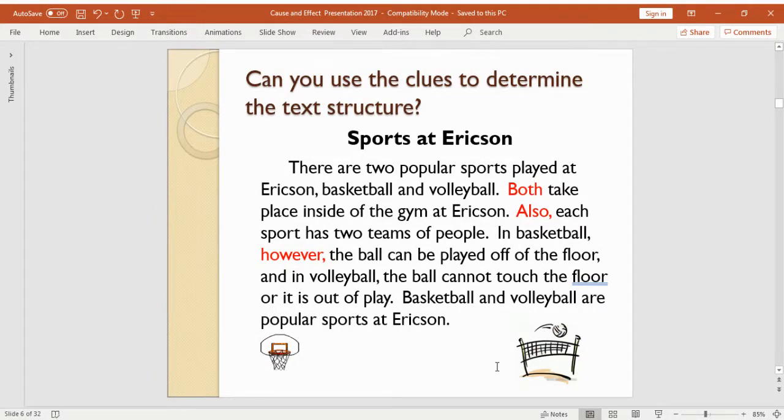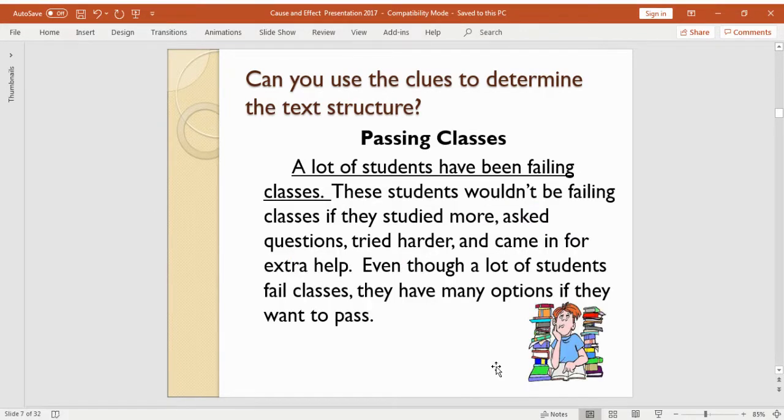Okay, now using these two words to help us, we have to decide the text structure. Is the text structure describing, sequencing, compare and contrast, or problem solution? Using that, if you chose compare and contrast, you are correct. Great job. Now let's go to the next passage.